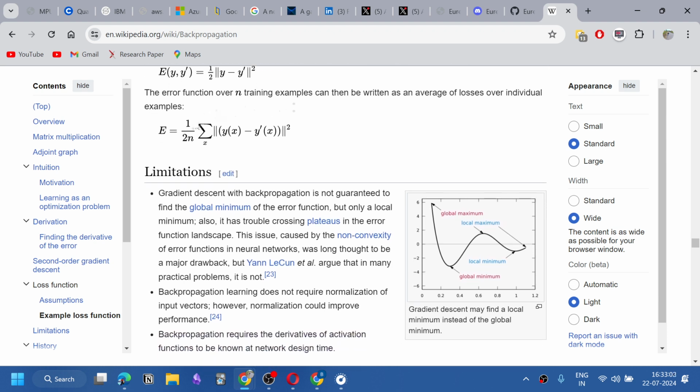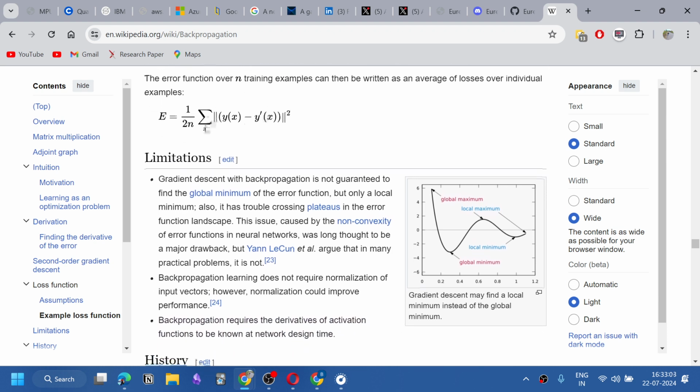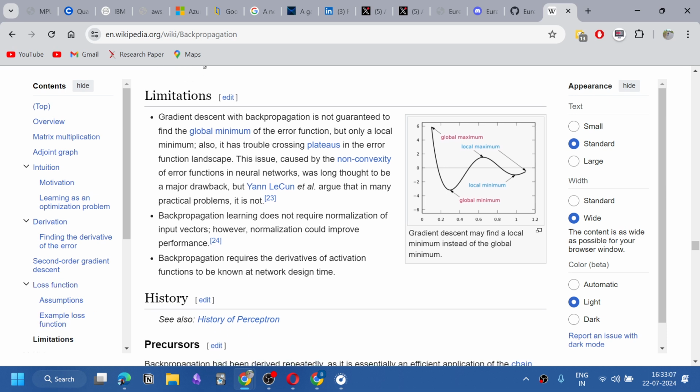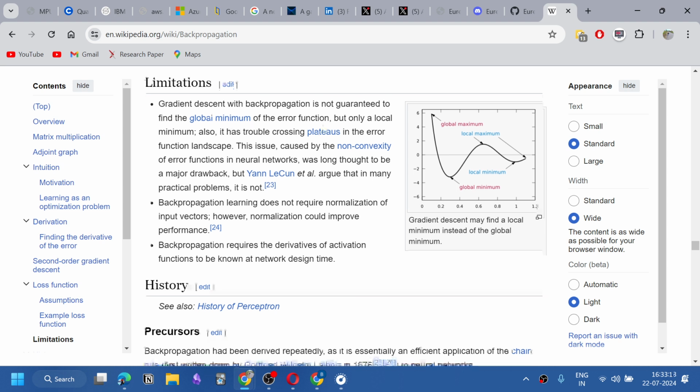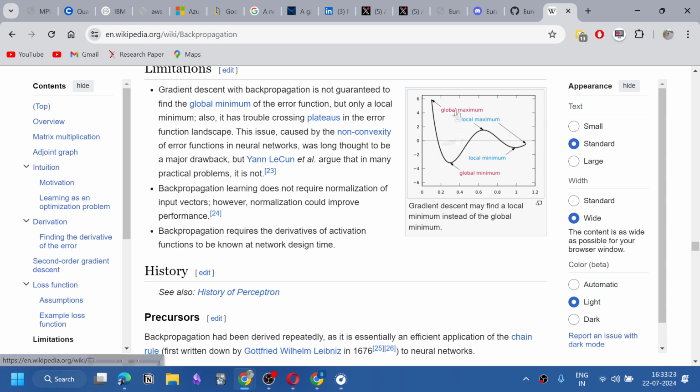Gradient descent with backpropagation is not guaranteed to find the global minimum of the error function, but only a local minimum. It also has trouble crossing plateaus in the error function landscape. This issue is caused by the non-convexity of error functions in neural networks.